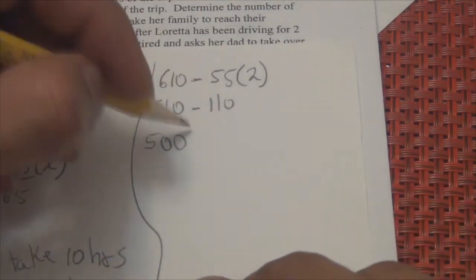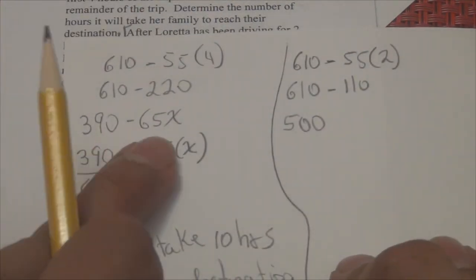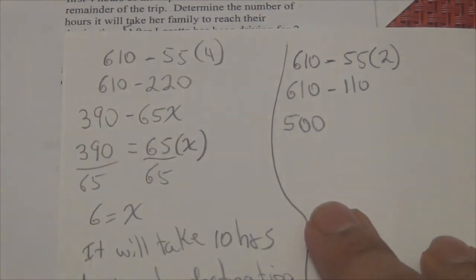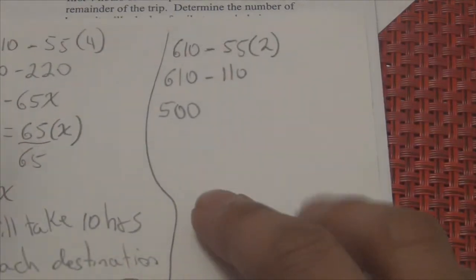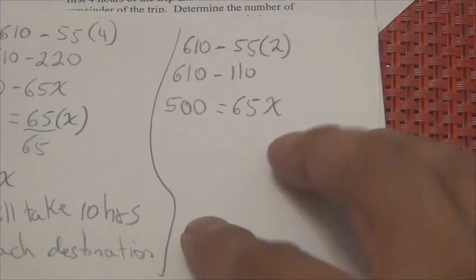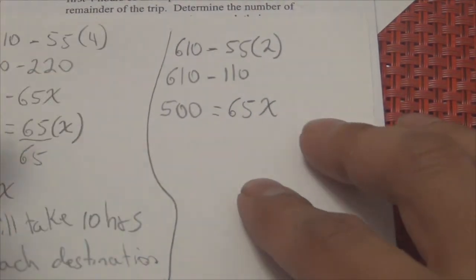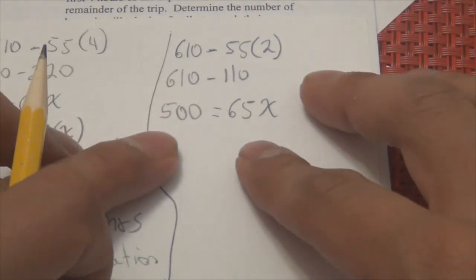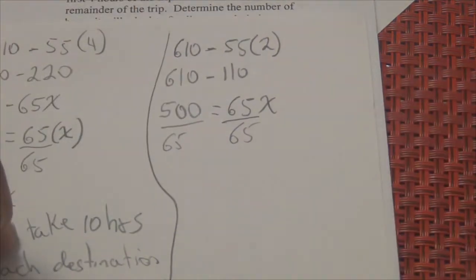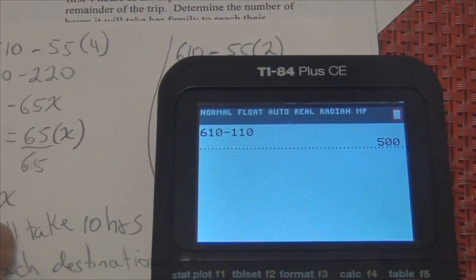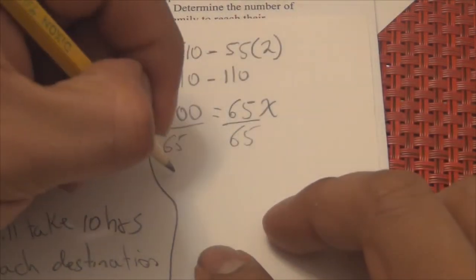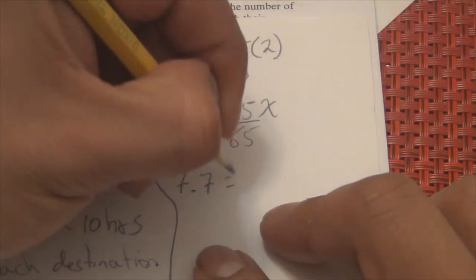Remember what I did before. I could subtract 65x, because it's 65 times the hours he's driving, but that's not going to help me. So I'm better off setting up the equation. Daddy's going to drive at 65 miles per hour. I don't know how long, but it should be equal to 500. So I divide by 65. 500 divided by 65 is 7.69. If I round, I get 7.7.